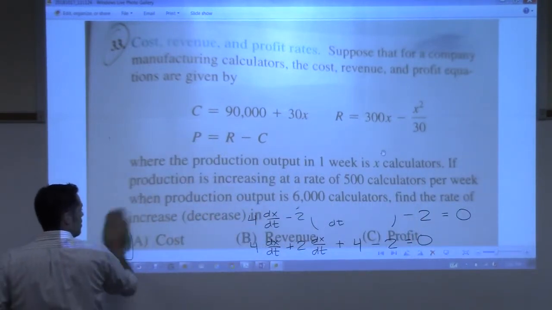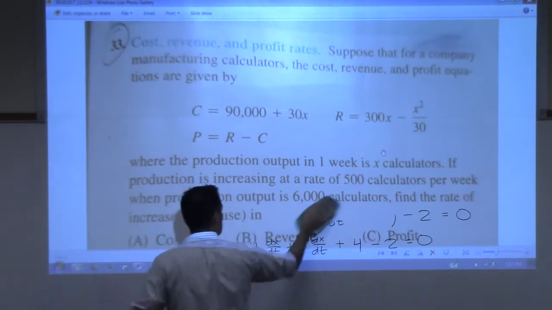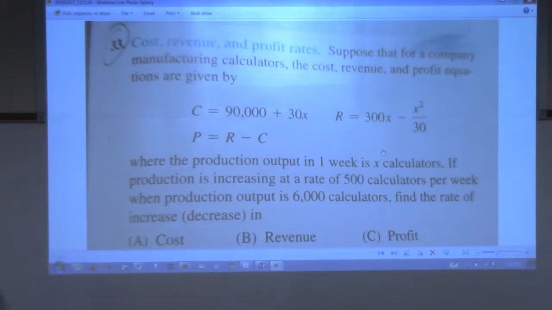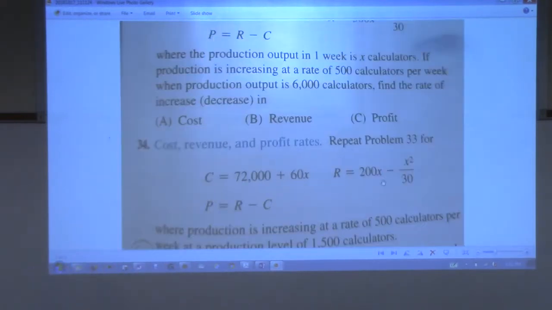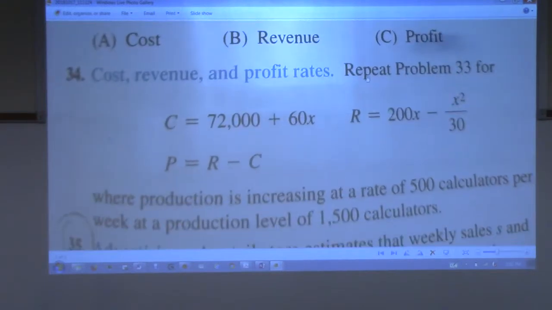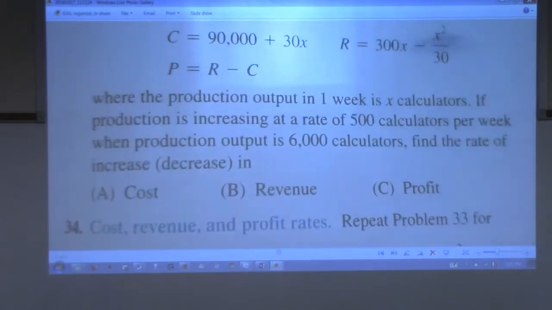But I'm going to do number 34, which is down below this. To do number 34, they want us to repeat problem 33 for just some different functions. So we have to first read number 33.